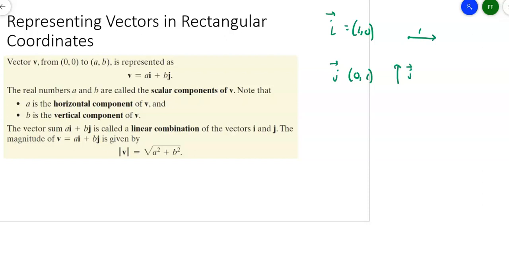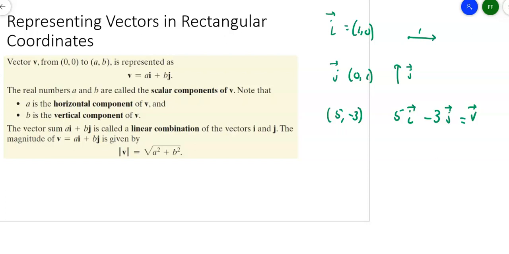So if you had a vector, let's say 5, negative 3, that does what? It goes 5 in the x direction, or in the i direction, and then goes 3 down in the j direction. So you could write your vector v as a linear combination of i and j. So it's a linear combination of unit vectors 1, 0 and 0, 1.